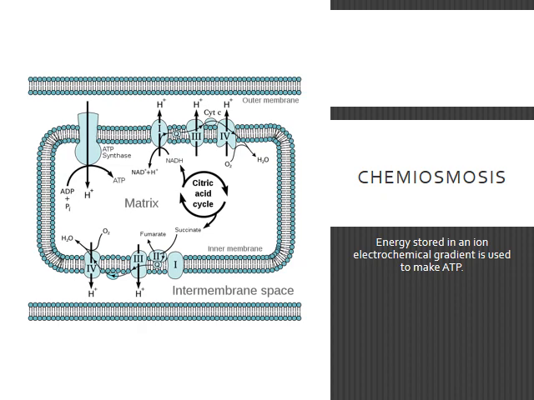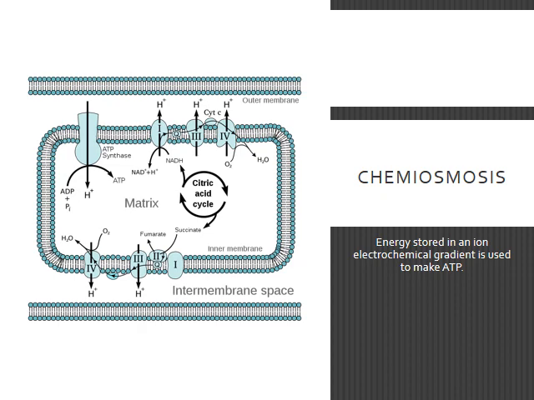The other mechanism for producing ATP is called chemiosmosis. Chemiosmosis is where you're going to use the energy stored in an electrochemical gradient to make ATP. Now we've got to remember what a gradient is. Solute will follow its concentration gradient. So if you have a high level of solute in this space here, it's going to want to get into that space there. It wants to go from high to low concentration. It wants to diffuse.